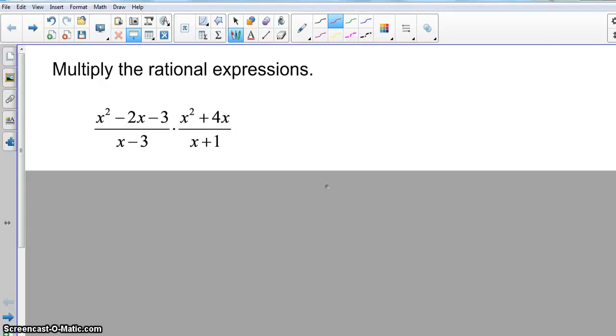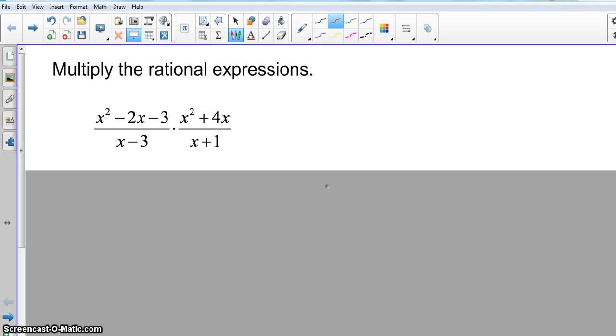Alright, today we are going to learn how to multiply rational expressions. If you remember how to multiply regular fractions, we look to cancel out first, whether we cancel diagonally or with the top and the bottom, and then we multiply straight across. We're going to do the same method now for fractions and these rational expressions.